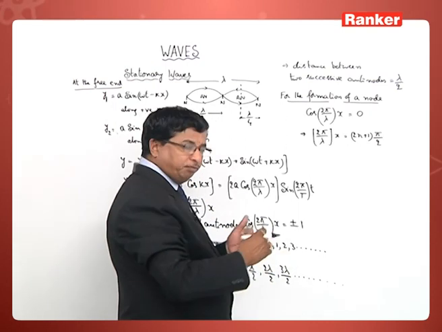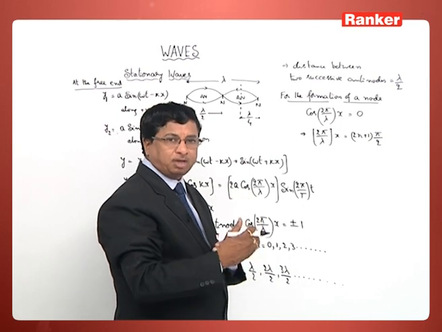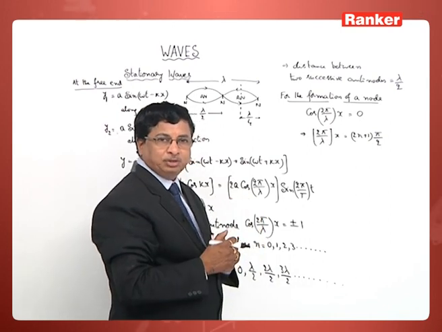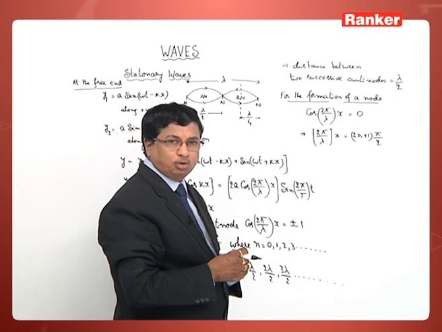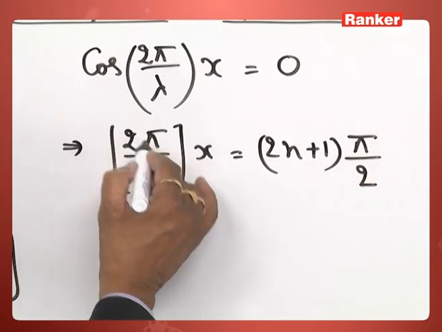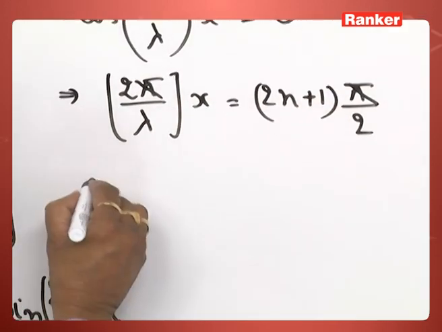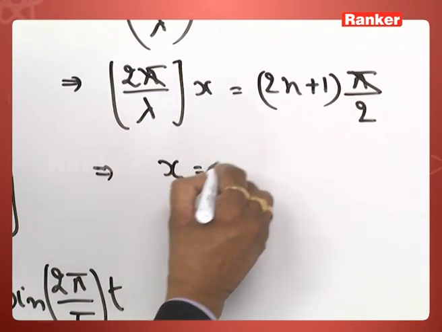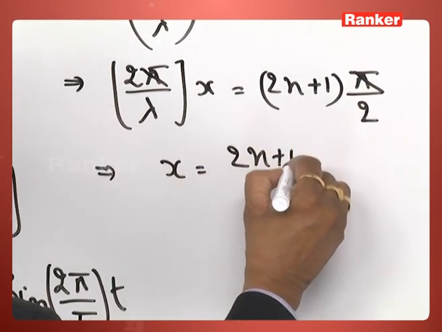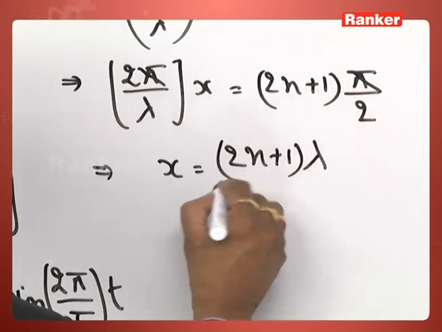After every 180 degrees addition, you will be getting the value 0 only. So, what can we understand from this? Pi getting cancelled, this implies x must be equal to (2n plus 1) into lambda by 4.